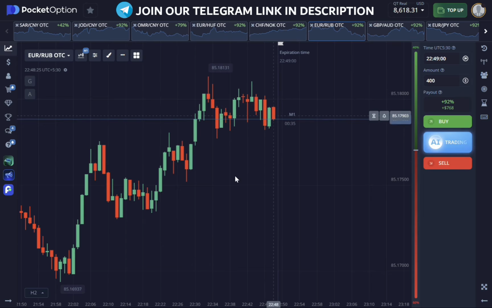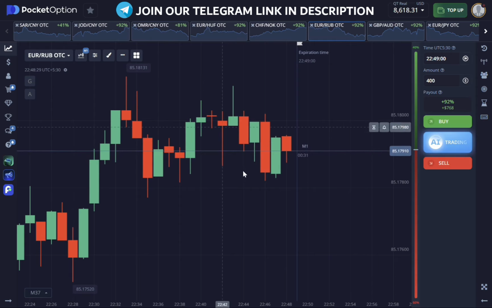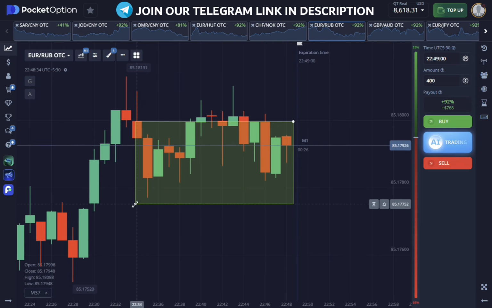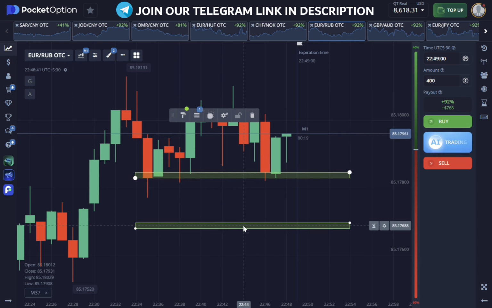Okay guys, so now let's look at the second chart. In EUR GBP here, red and green candles are forming. So I'll place this level here and I'll put this one here. Alright, I'll copy this and move it a little higher.